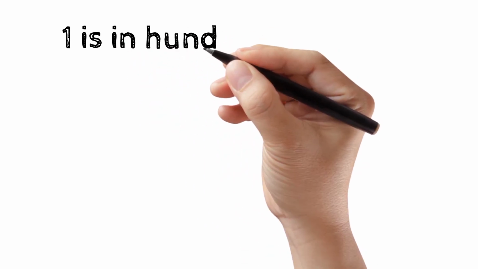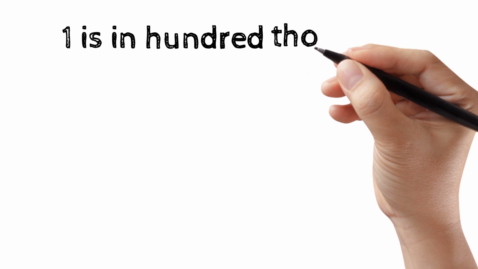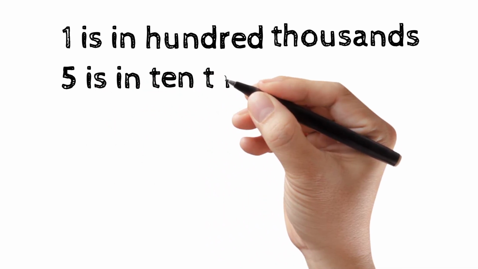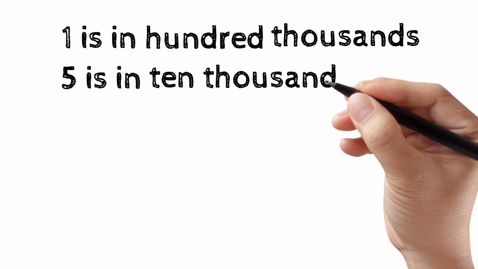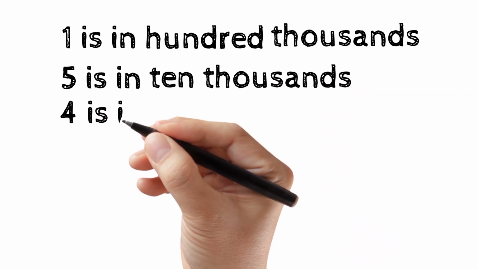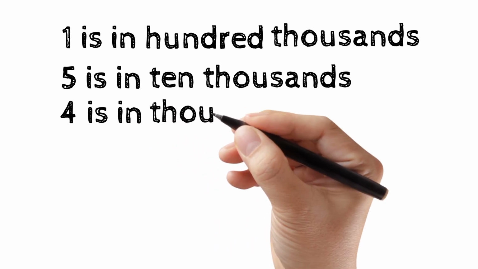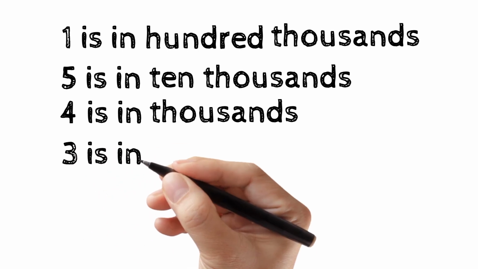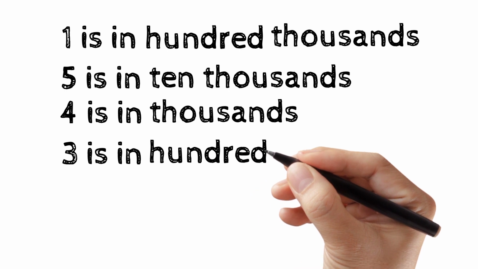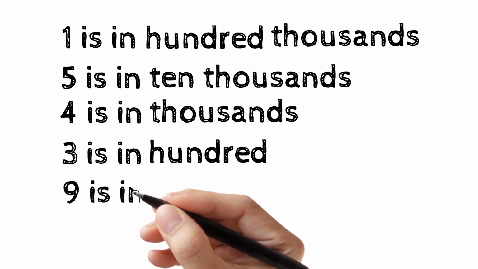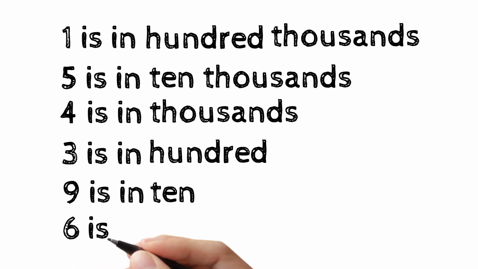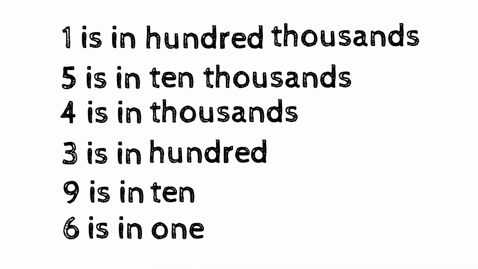So 1 here, we say 1 is in 100,000. The position of 1 is in 100,000. And 5 is in 10,000. And the position of 4 is in thousands. The position of 3 is in hundreds. And the position of 9 is in tens. And the last one, which is 6, is in ones.